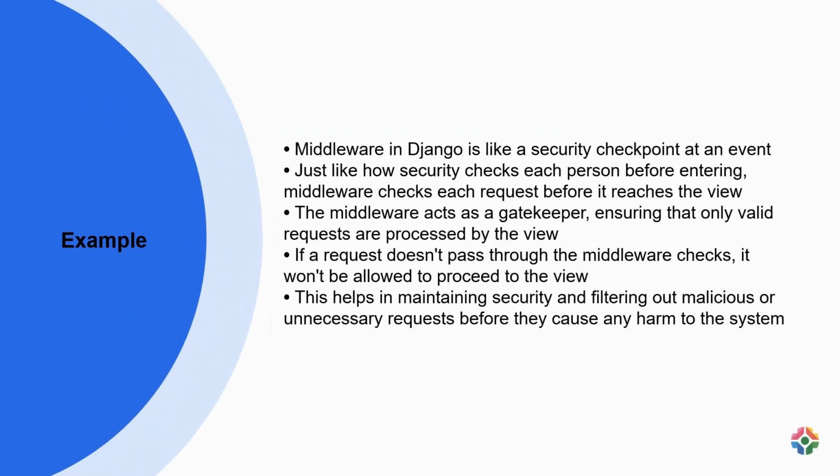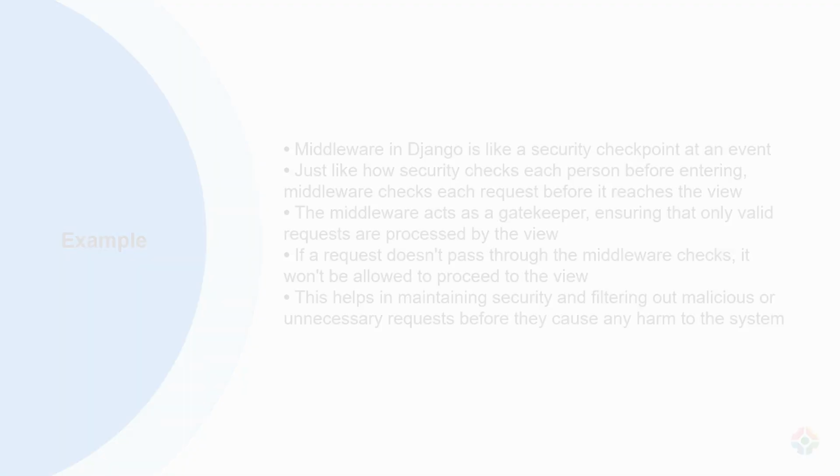Middleware in Django is like a security checkpoint at an event. Just like how security checks each person before entering, middleware checks each request before it reaches the view. The middleware acts as a gatekeeper, ensuring that only valid requests are processed by the view. If a request doesn't pass through the middleware checks, it won't be allowed to proceed to the view. This helps in maintaining security and filtering out malicious or unnecessary requests before they cause any harm to the system.